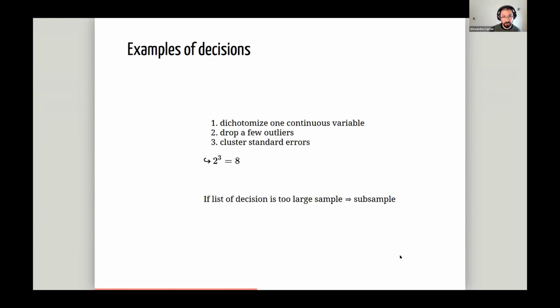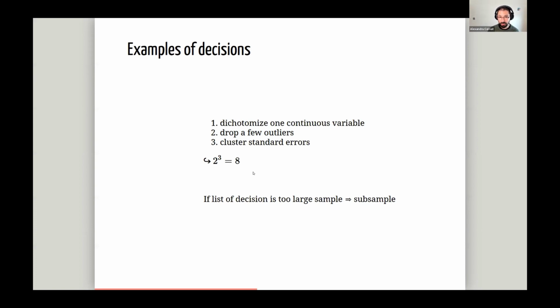So let's look at an example. Imagine you have 3 important decisions in your analysis. One, if you dichotomized a continuous variable or not; if you drop the outliers or not; and if you use a cluster standard error or not. If we look at these 3 decisions, we have 8 different possible combinations of models that we can run to see if we get the same results.